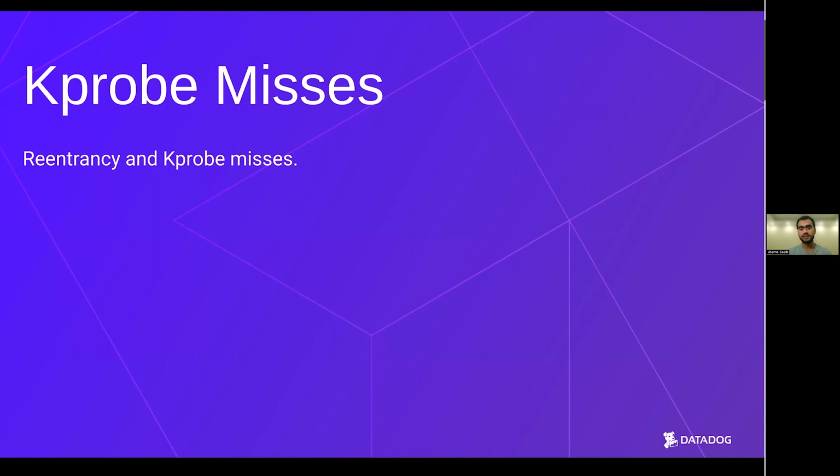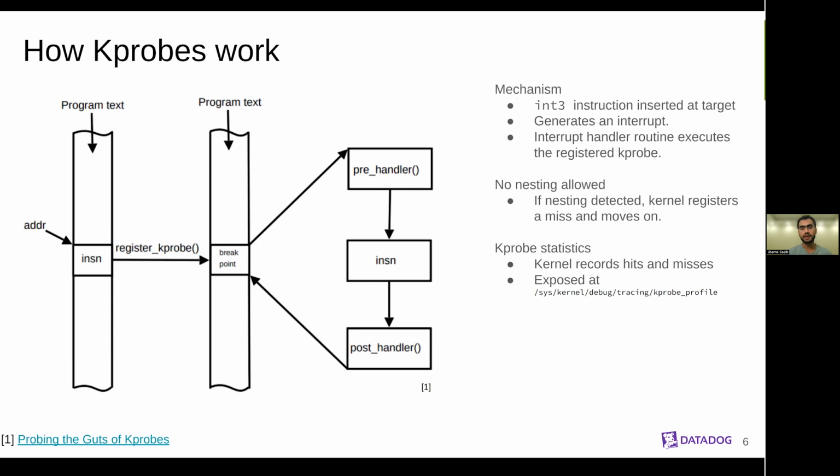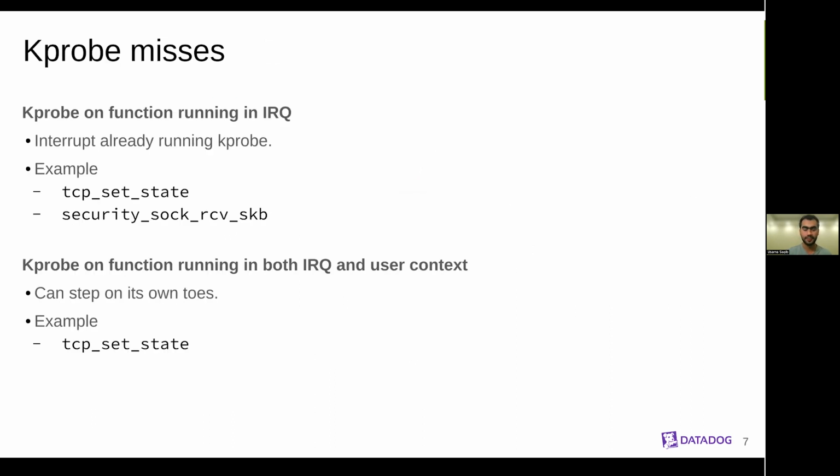So how do re-entrancy and kprobe misses relate? Before we begin, let's briefly look at how kprobes work. Kprobes work by instrumenting an address with a debug trap. The kernel does not allow nesting of kprobes. If nesting is detected, then the kernel records a miss and moves on. Statistics regarding these misses are exposed via the sysfs through a file called kprobe_profile.